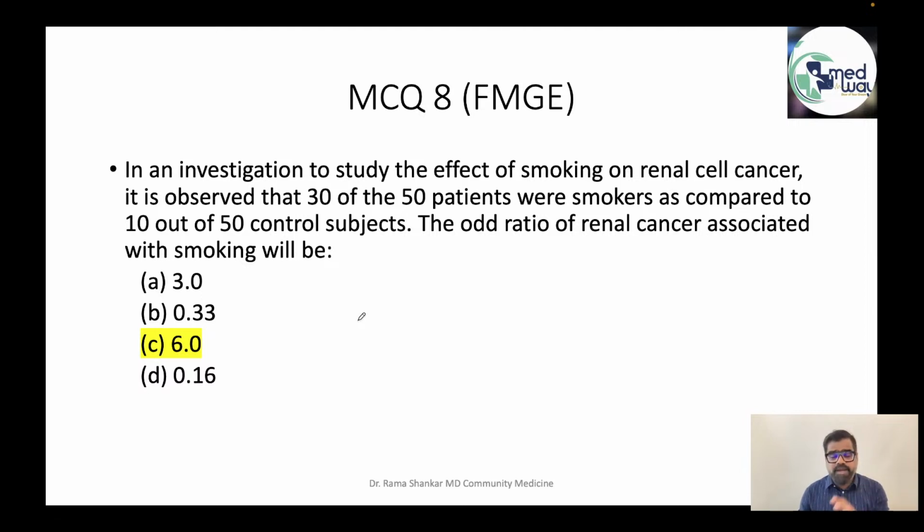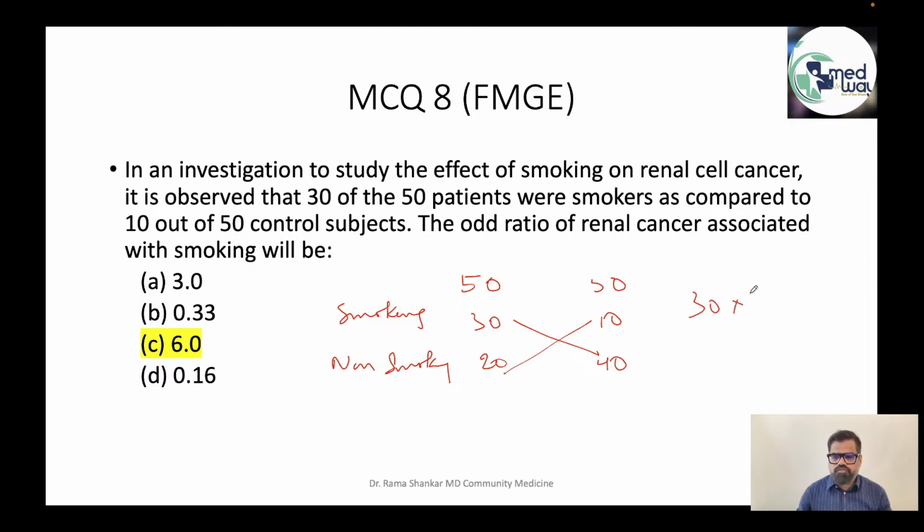Let me explain by doing the same solution using the cross product formula, AD into BC. Let's see. Let's put anything in column, 50 cases, 50 control. Let's take smoking. Let's take non-smoking. So in 50 cases, 30 were smoking, 20 were not smoking. In 50 control, 10 were smoking, so 40 were non-smoking. So you can do cross product, 30 into 40, 10 into 20, you see, 6.